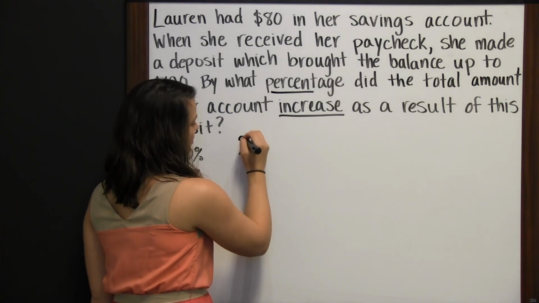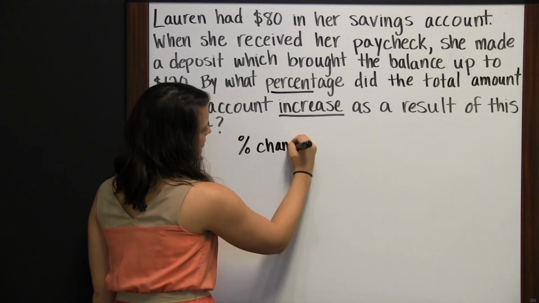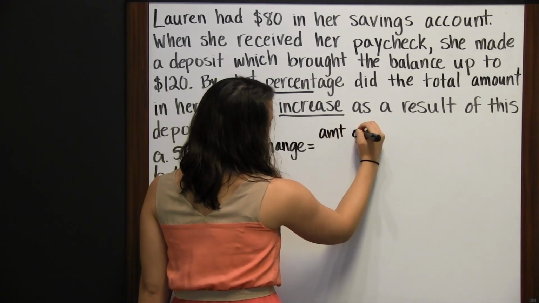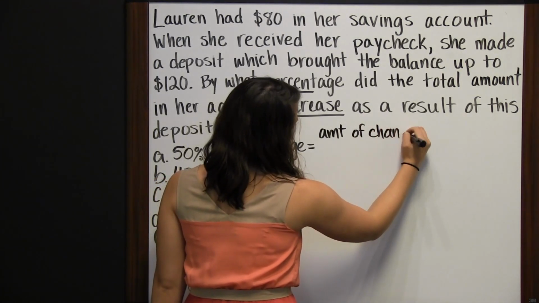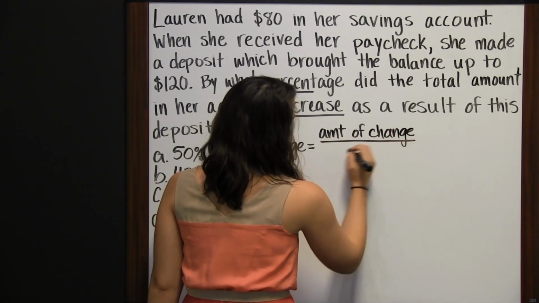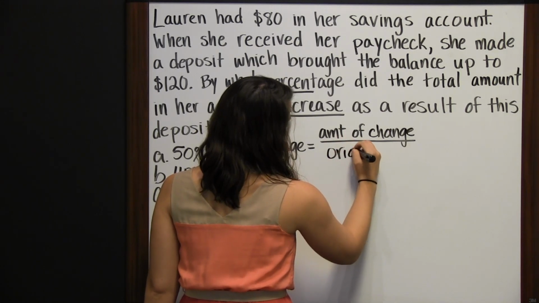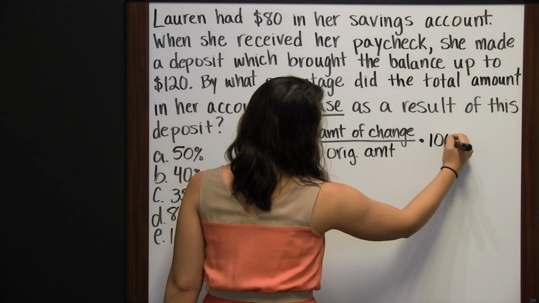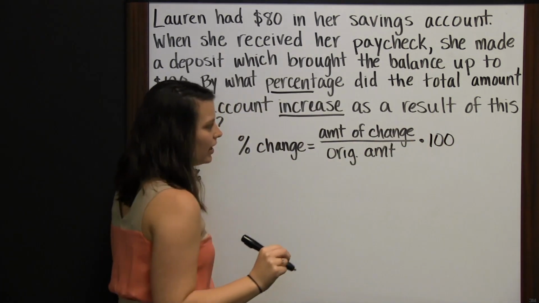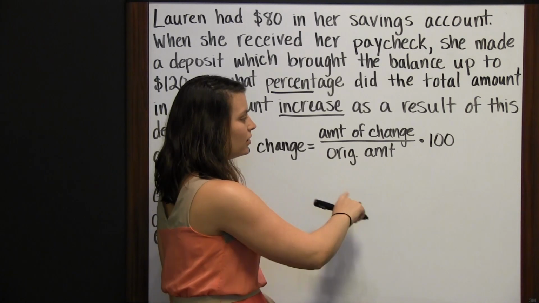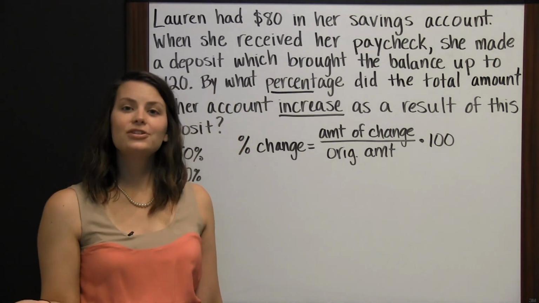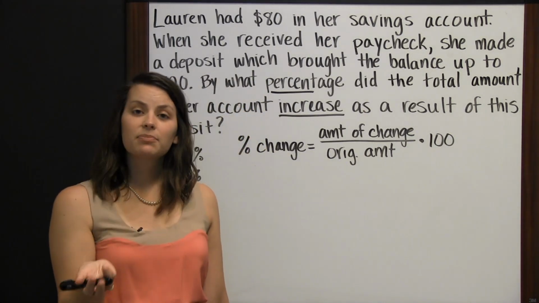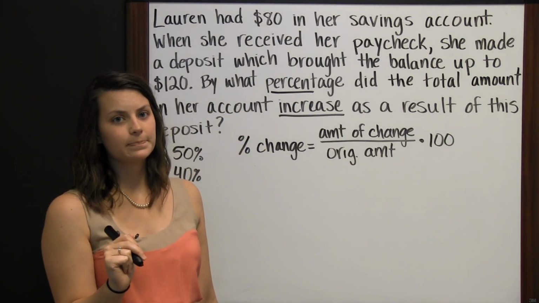The formula to find a percent of change is to find the amount of change, divide that by the original amount, and then multiply that amount by 100. And the reason you multiply by 100 is because when you divide, you'll get a decimal answer, and to change a decimal to a percent, you multiply by 100. Or simply move the decimal 2 places to the right.